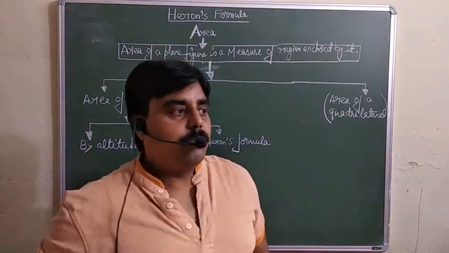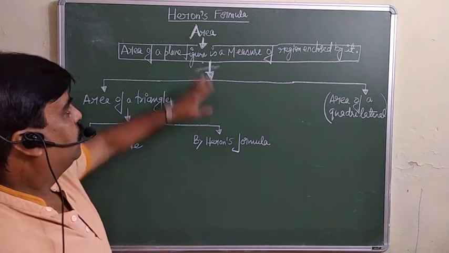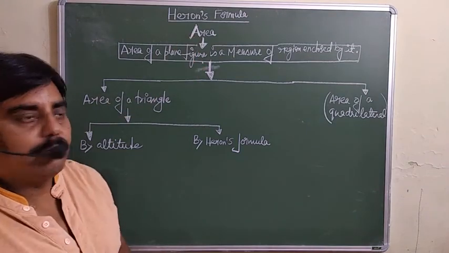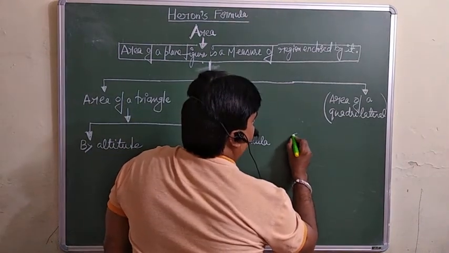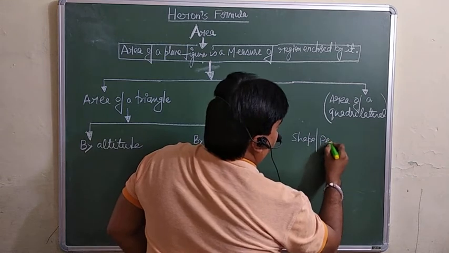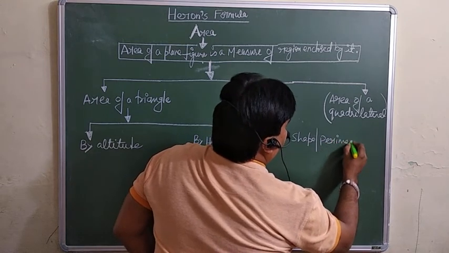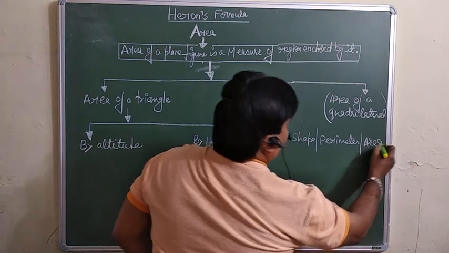Hello everybody. I'll discuss Heron's formula. First of all, we will discuss the area. But before this, we will discuss the shapes, then perimeter, then area.